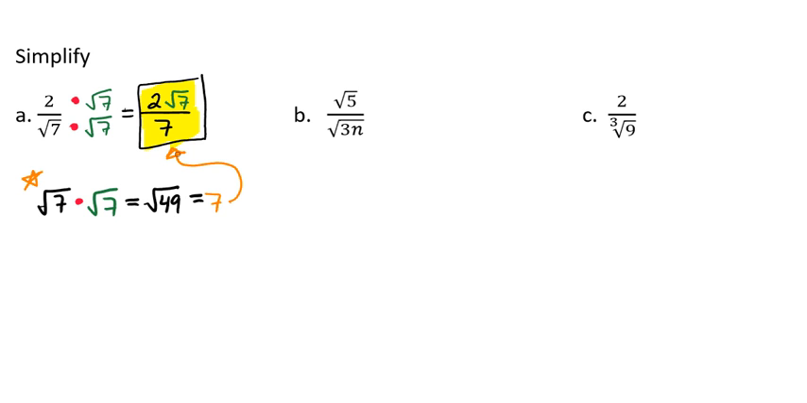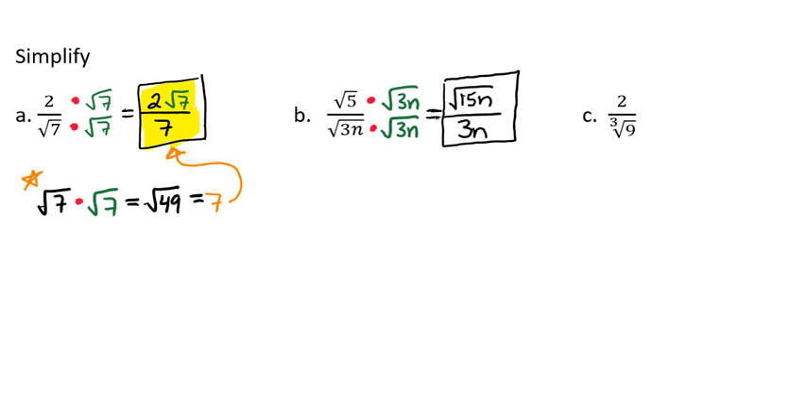So multiplying by a radical in the denominator should get rid of the radical, and the number or the thing inside of it just comes out. For example, in letter B, we have the square root of 5 over the square root of 3n. So if we multiply both our denominator and our numerator by the square root of 3n, then in our numerator, we're going to have the square root of 15n, because 5 times 3 is 15, over, and our denominator is simply going to be 3n. And that is going to be our solution.